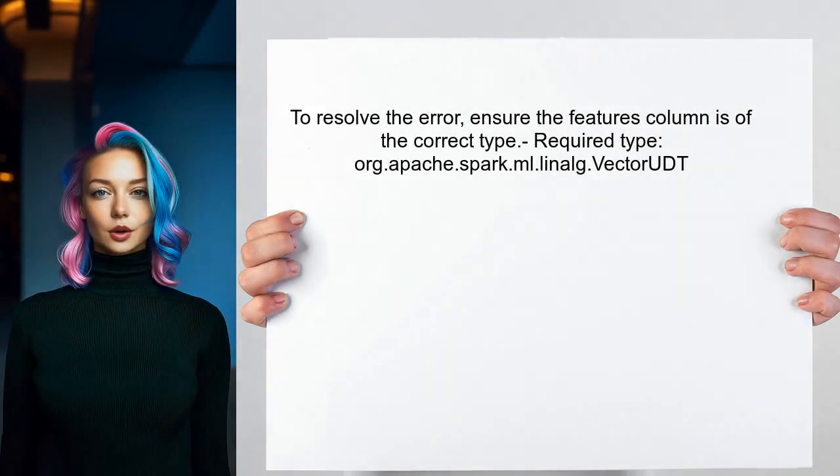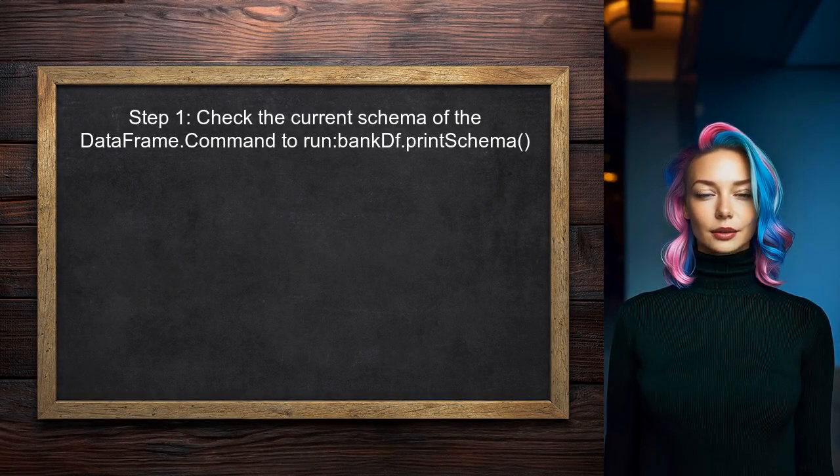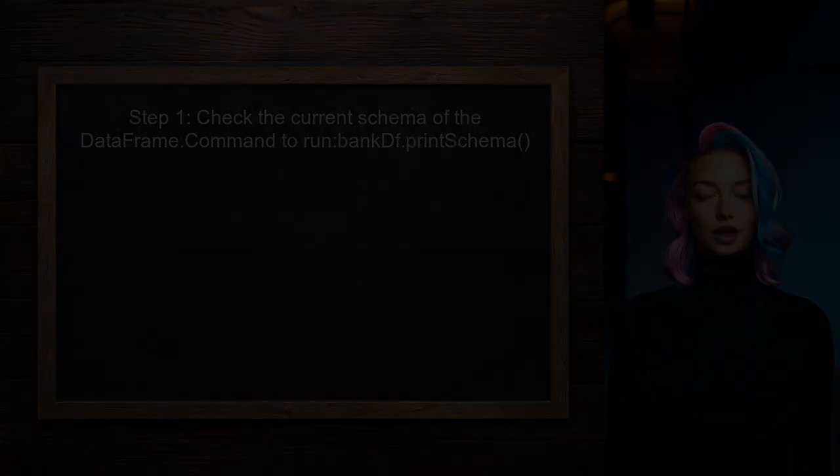To resolve the error, the user needs to ensure that the features column in the data frame is of the correct type. Specifically, it should be of type org.apache.spark.ml.linalg.VectorUDT. First, the user should check the current schema of the data frame. This can be done by using the printSchema method on the data frame.